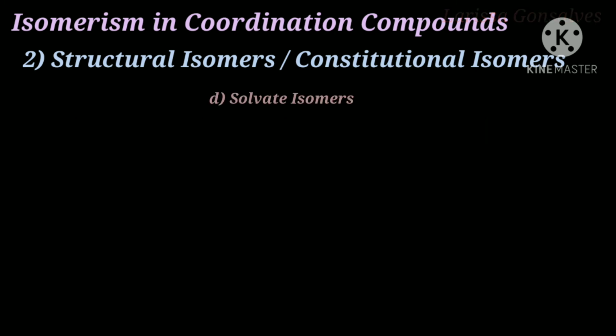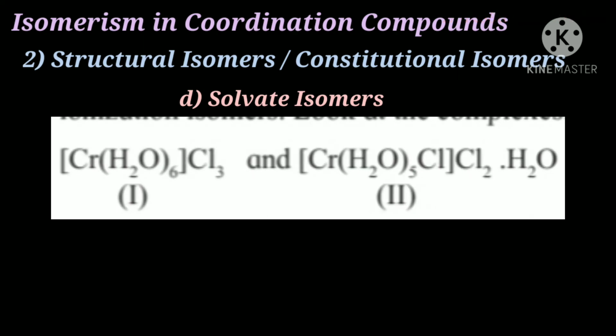Next are the solvate isomers. They are also called hydrate isomers when water is used as a solvent. So these are again similar to the ionization isomers. Let us consider the example. Inside the coordination sphere, we have [Cr(H2O)6], and outside the coordination sphere, we have Cl3.